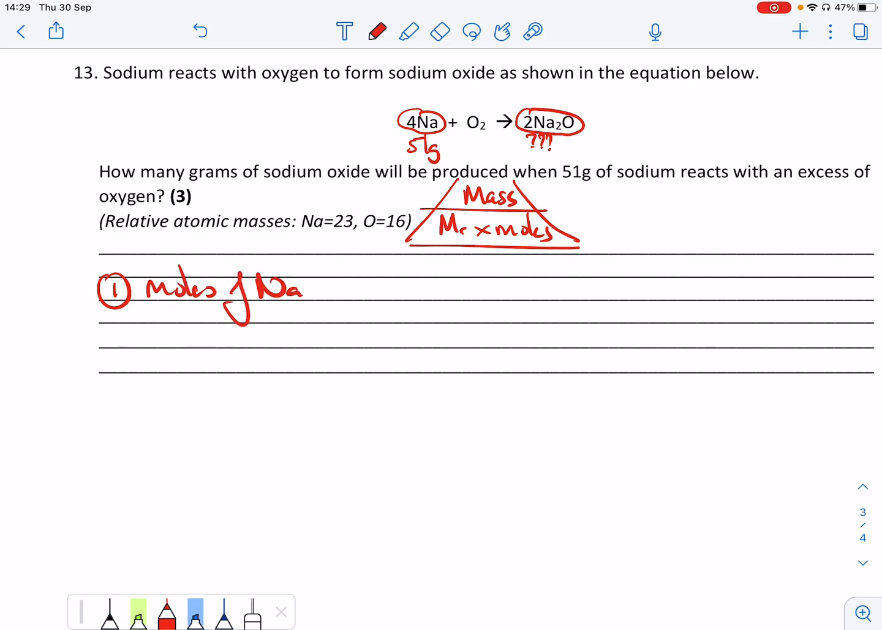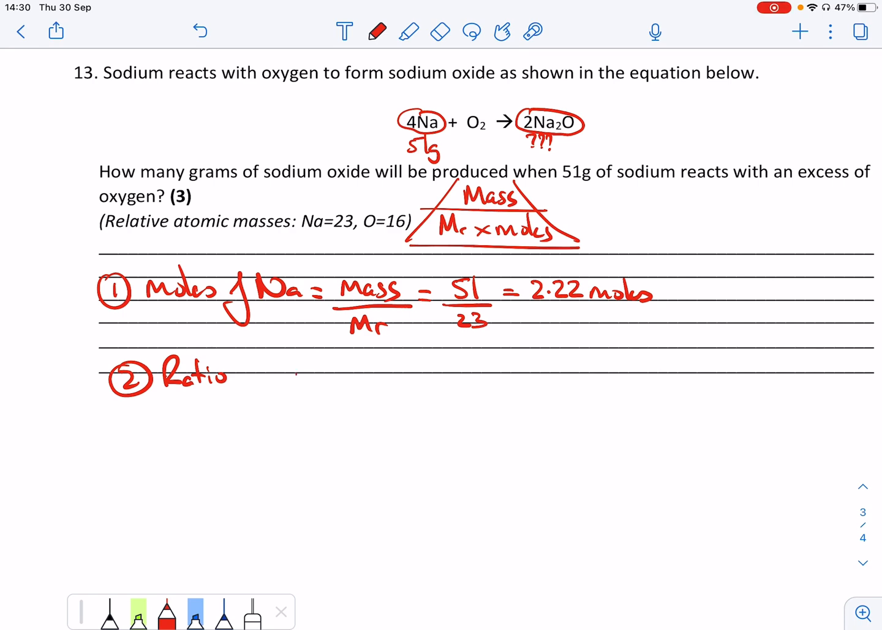of sodium. And according to this triangle, if I want to find the moles, it's going to be mass divided by Mr. So let's write that down to remind myself. So it's mass divided by Mr. So the mass from the question is 51 grams. The Mr, remember, this is the relative atomic mass, in which the sodium is 23. So I get 51 divided by 23, put that into your calculator, and I'm going to get an answer of 2.22 moles of sodium.